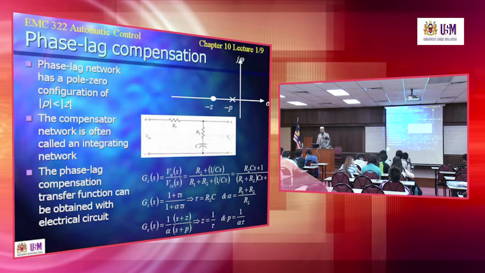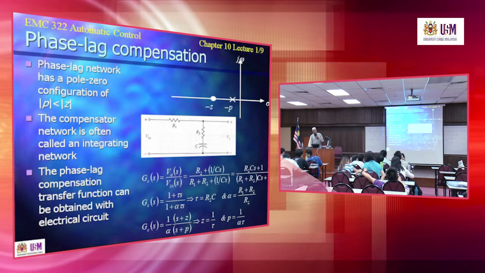Okay? With this circuit, the transfer function is equal to this one. The V out divided by V in is basically equal to R2 plus 1 over capacitor multiplied by S, divided by R1 plus R2 plus 1 over capacitor multiplied by S. Okay? Or if we rearrange this equation, at the end we can arrange it like this, where tau is equal to R2 multiplied by capacitor, and alpha is R1 plus R2 divided by R2.